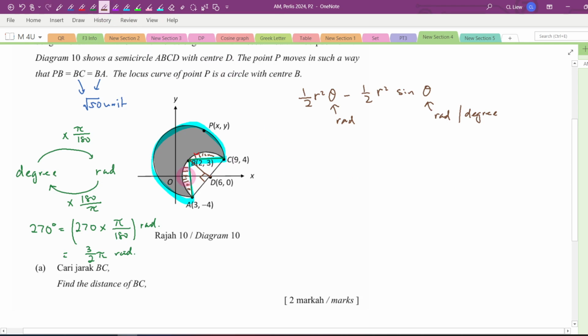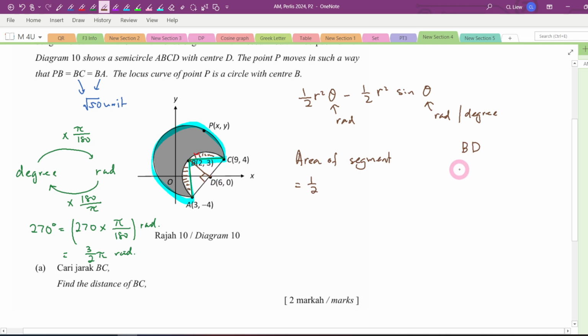Okay, let's find the area of this segment first. Area of segment, 1 over 2 r squared. Oh, we need to find the radius of this semicircle first. The radius of this semicircle is not BC but BD. So we need the distance between point B and point D first.